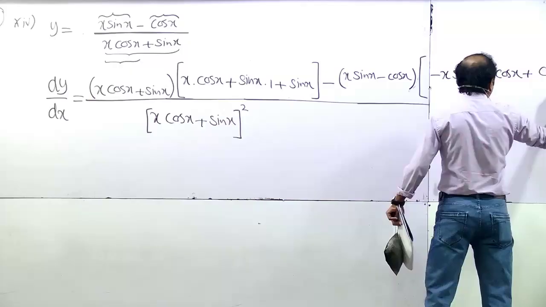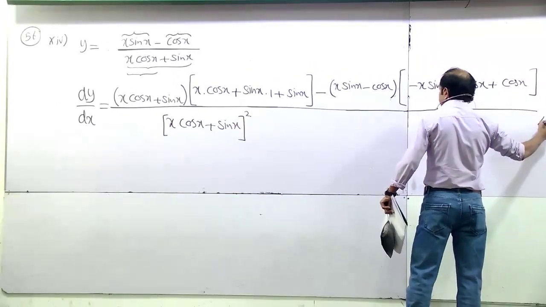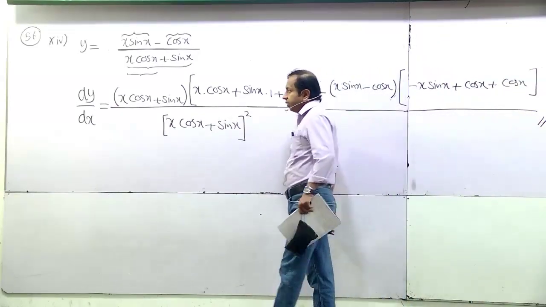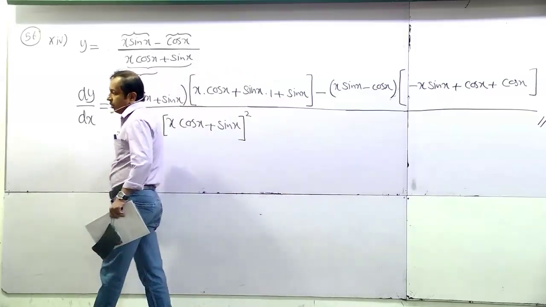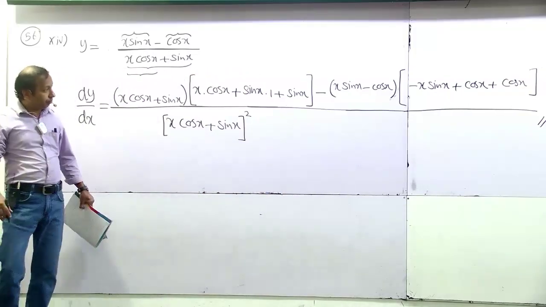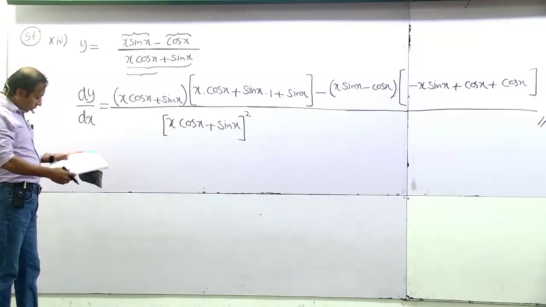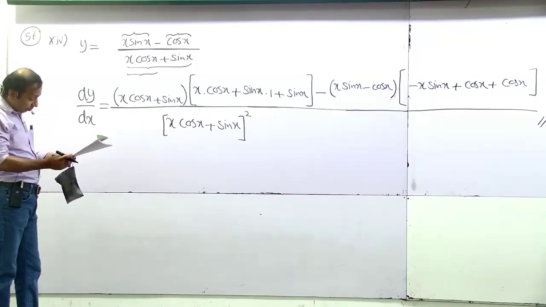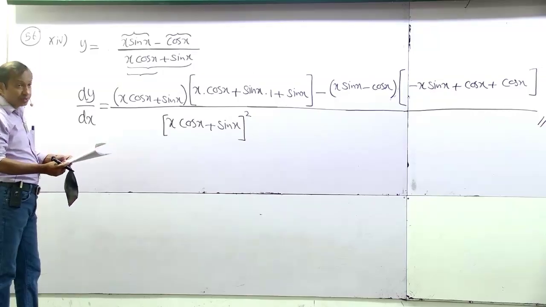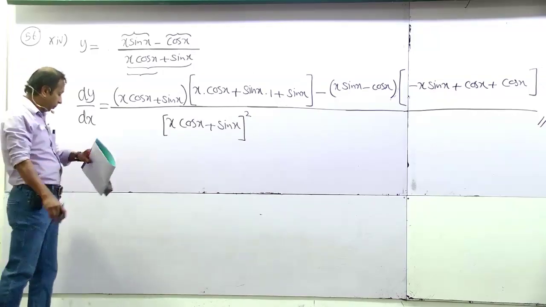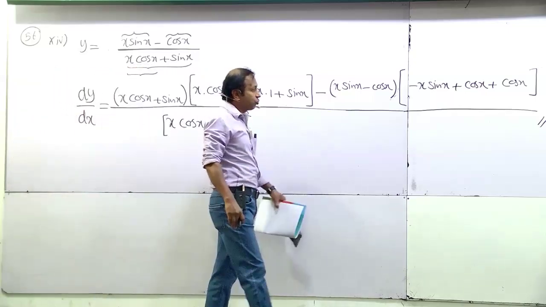This is all. Don't go to simplify here. Keep this. We will discuss some simplification later. Some more sums are available in that. Do them as homework, number 56. Now we will move to the next part.